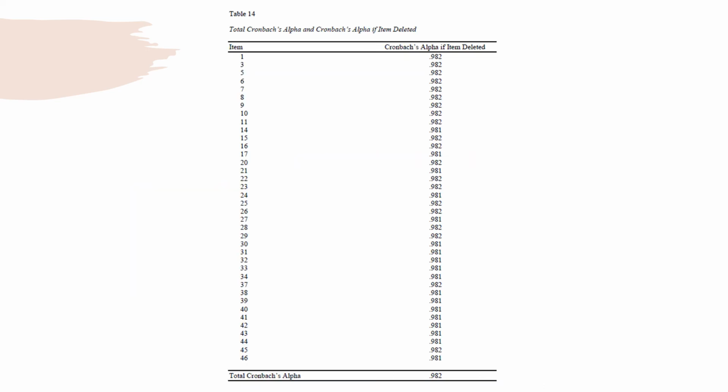So here's that table that I told you that you'll get if you have your Cronbach's alpha. You'll see here that I have my table of items and then what my Cronbach's alpha is if I removed it. The total Cronbach's alpha was really, really high for all 46 of the items. So likely I would not remove any of them from the measure.